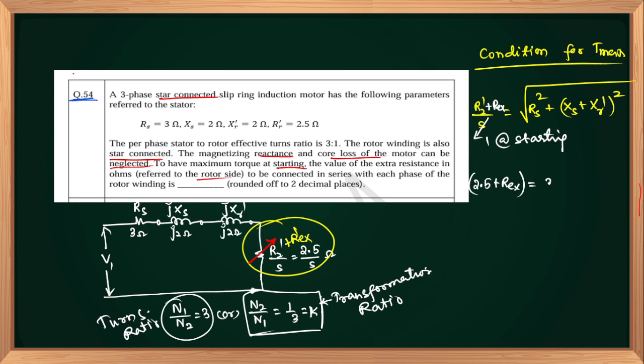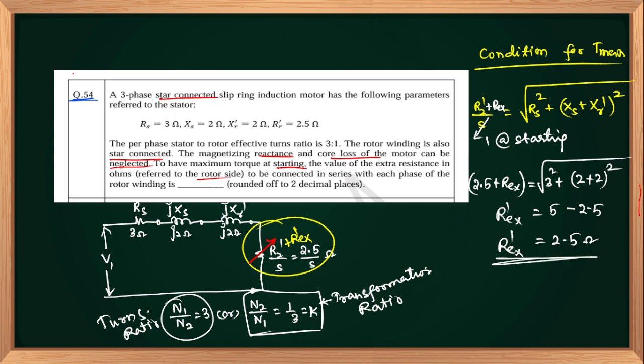What is RS square? 3 square. What is XS square? 2 square. What is XR dash? 2. So 3 square plus 4 square is 25. Root of 25 will be 5. So the extra resistance you are going to get as 5 minus 2.5. You will get it as 2.5. This is the extra resistance calculated on stator side with respect to stator.